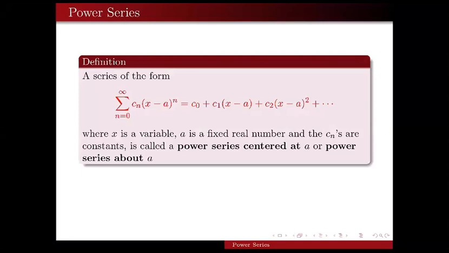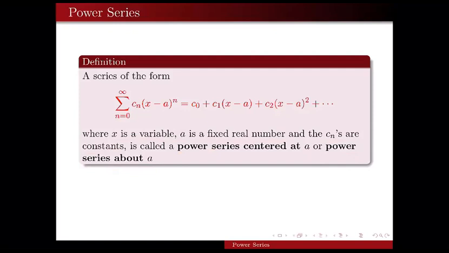So a series of the form summation from n equals 0 up to plus infinity of Cn times (x minus a) to the power n. And if you expand this, this is just C sub 0 plus C sub 1 (x minus a) plus C sub 2 (x minus a) squared plus C sub 3 (x minus a) cubed plus blah blah blah, where x is a variable, okay? And a is a fixed real number. And the Cn's are just constants. We call them coefficients, okay? Is called a power series centered at a, or sometimes power series about a, okay?